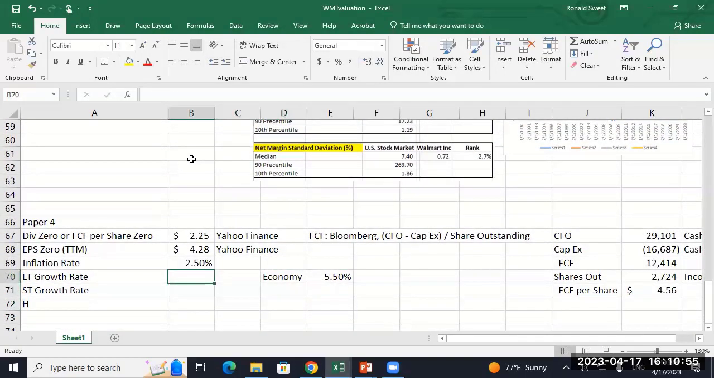So is Walmart going to grow in line with the economy, slower than the economy, or faster than the economy? My idea on Walmart, I've mentioned this before, is that they have so many stores, they really can't build any more. And at that point, what do they grow by? They grow by population growth plus inflation. That's about all they have once they can't add any more stores.